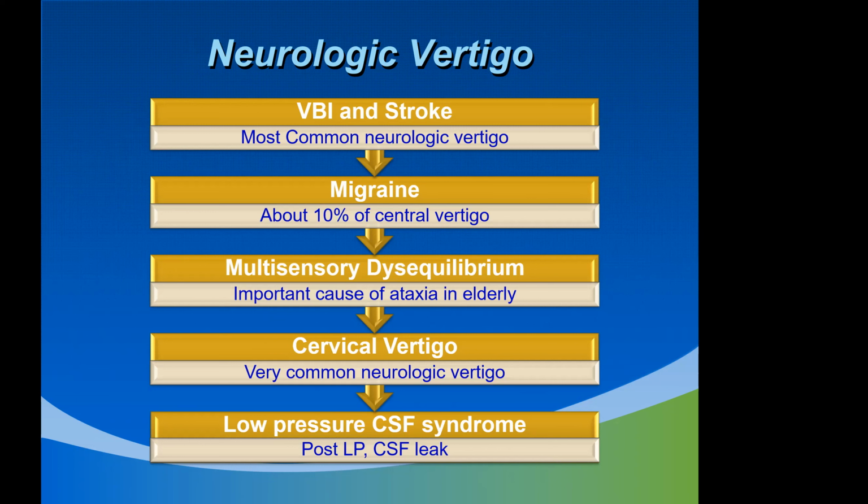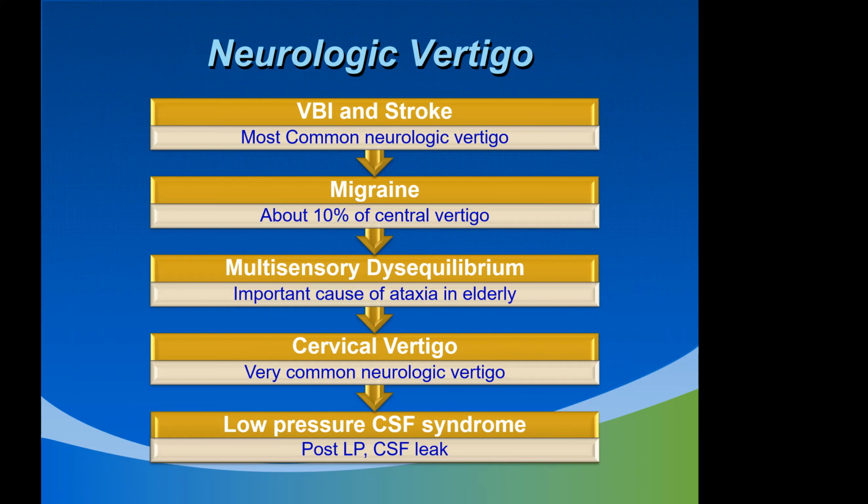The most common neurological vertigo is VBI. Migraine, about 10% of the central vertigo, is typically associated with unilateral or bilateral vertigo. Aura of the migraine will be there, post-migraine deficits will be there, paralytic effects may remain. Multisensory disequilibrium means the pain and touch sensations are affected, the posterior column sensations are affected, and all the system sensations are affected. Patients will have ataxia due to peripheral neuritis and also spinal cord tract diseases.